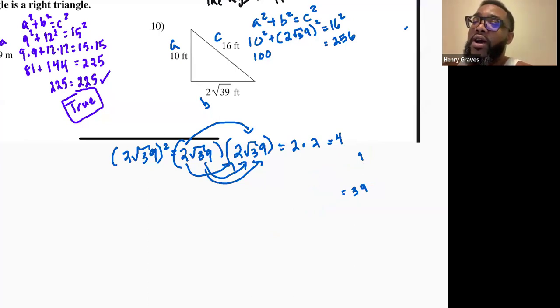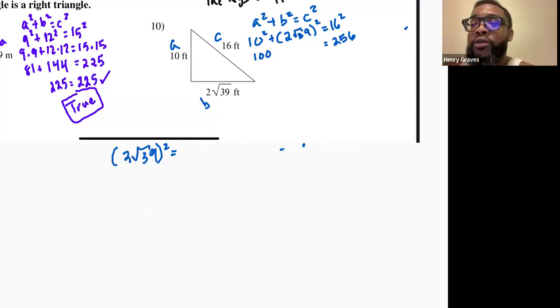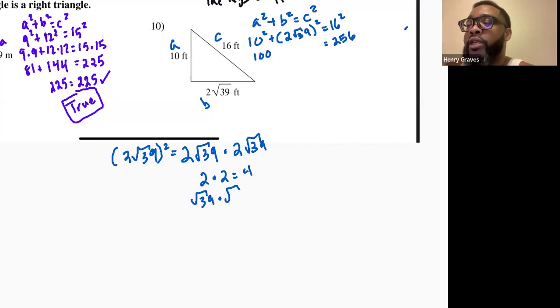Okay, that's why. You know what I'm doing wrong? Because I'm treating them as they're all one term. They're all one term. So it's really 2 root 39 times 2 root 39, right? Which is 2 times 2, which is 4. And the square root of 39 times the square root of 39 is 39. So 4 times 39 is 156. There we go. Got it. So this is 156.